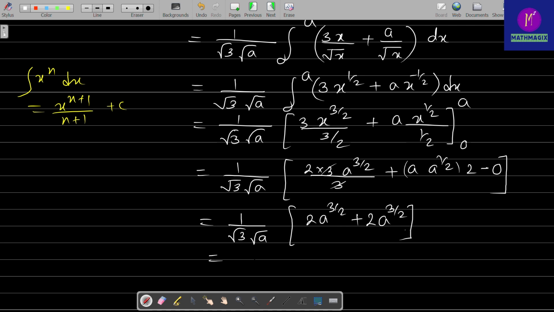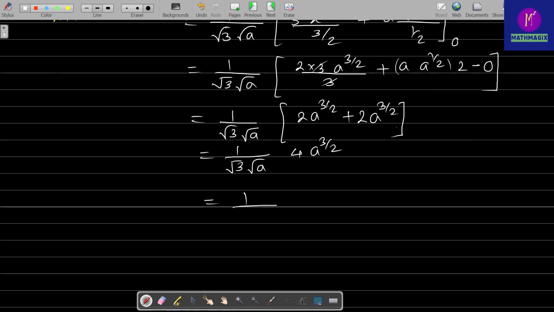So we will get the answer as 1 upon root 3 root a, and this is 4a raised to 3 by 2. This is equal to 1 upon root 3, and root a is nothing but a raised to half, which will come in the denominator, and it will become a raised to 3 by 2 minus half. So we will get the final answer as 4a raised to 3 by 2 minus 1 by 2, which is nothing but a raised to 2 by 2, that is a raised to 1. So 4a upon root 3 is the final answer.